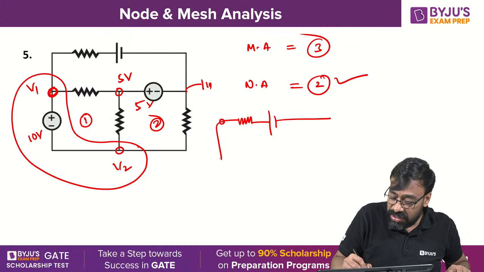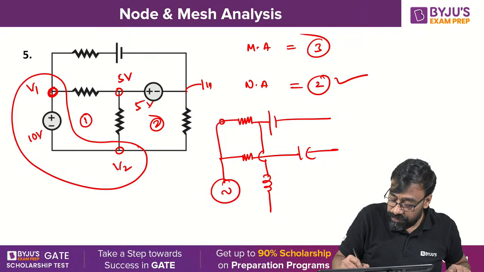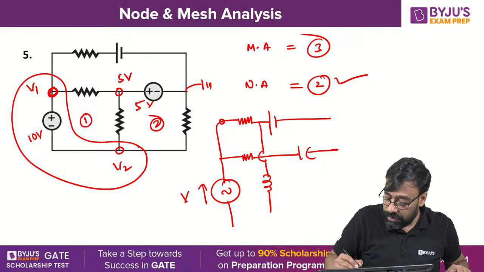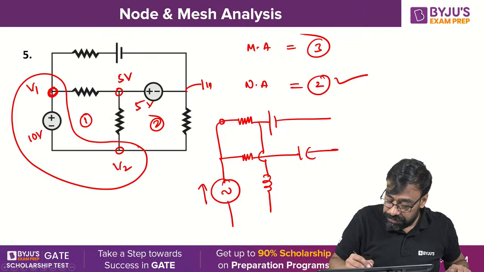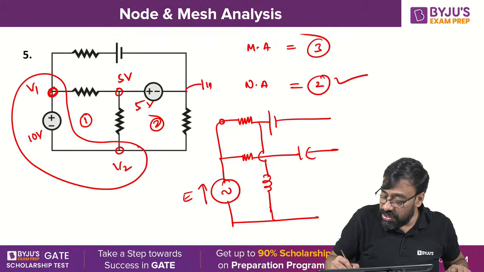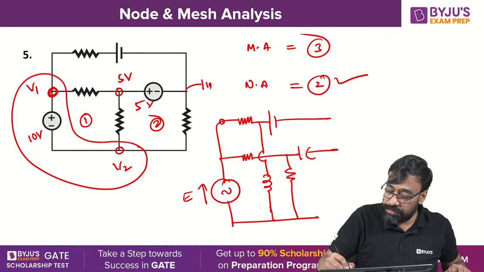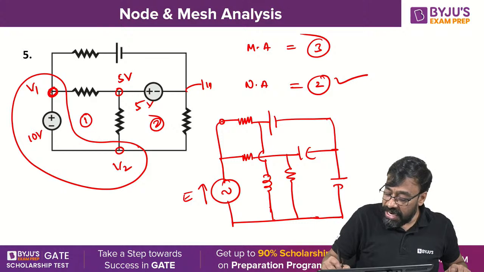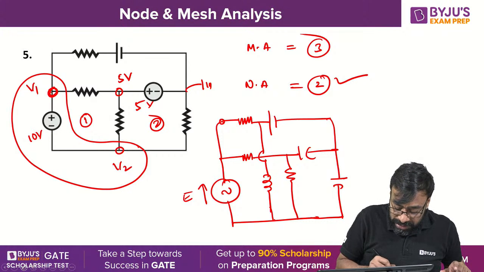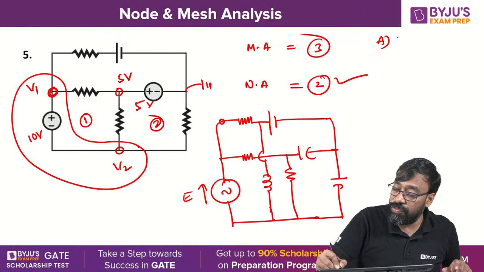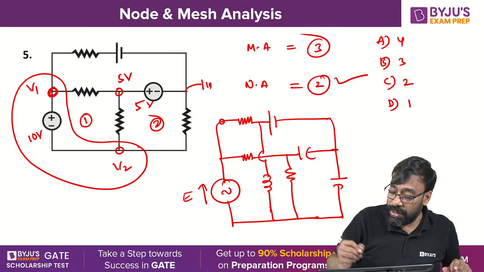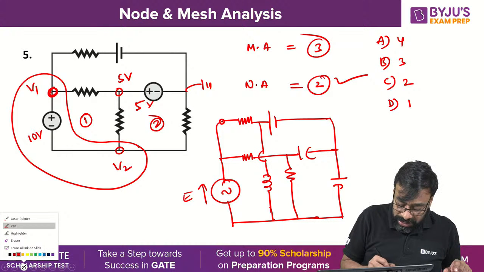How many equations are required to analyze the following network? This is the question. Can anybody answer quickly here? How many minimum number of equations are required? A, 4; B, 3; C, 2; D, 1. Please tell me. How many equations are required?